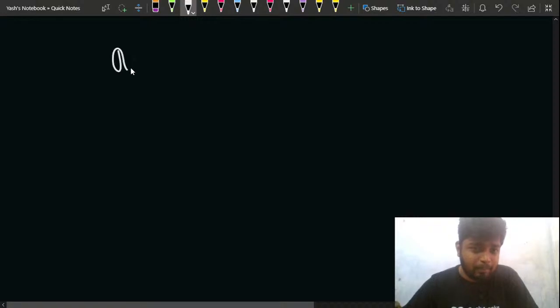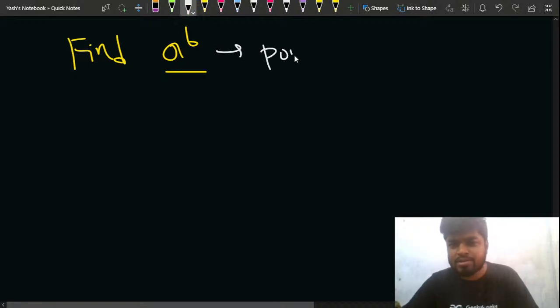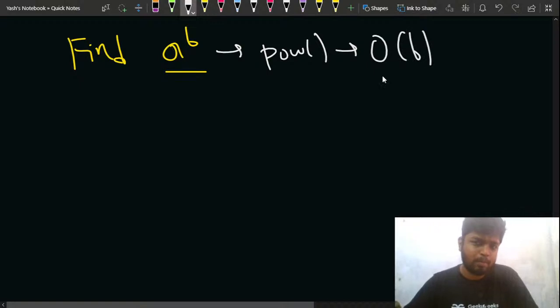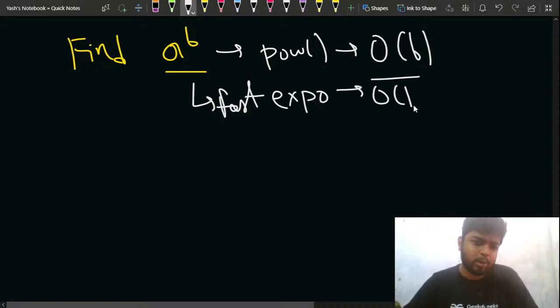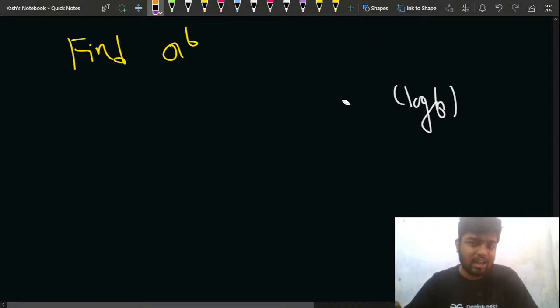For this question you have to find a to the power b, right? Now you'll say that this is very basic, you can do it using the power function or iterate, and it will take order of b time to multiply all the powers, or you can do it using fast exponentiation in order of log b time, right? But that is not the issue here. The issue here is that the values of a and b are very large.